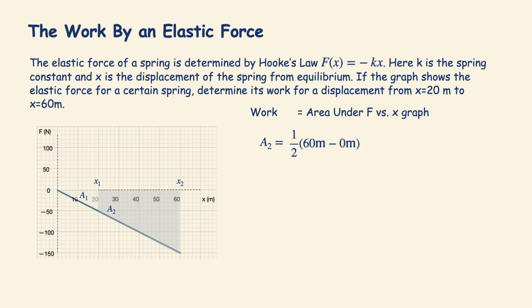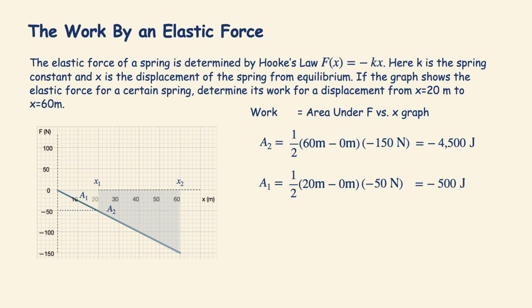So the area of the big triangle is going to be 1/2. The base is from 0 to 60, so the length here is 60 meters, and the height is minus 150. Note that I'm keeping the minus. So that gives me for the area of the big triangle minus 4,500 joules. The area of the small triangle a1 is going to be 1/2 the base of it, which is from 0 to 20, so a length of 20 meters, multiplied by the height, which according to the diagram is minus 50. So I'm going to put minus 50 here, and that gives me for the area of the small triangle minus 500 joules.